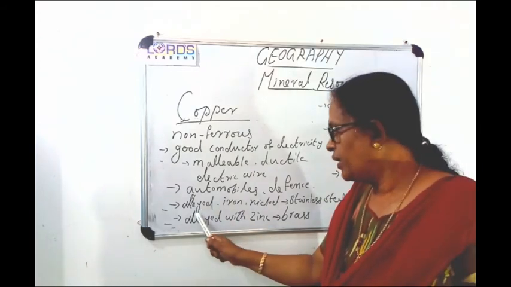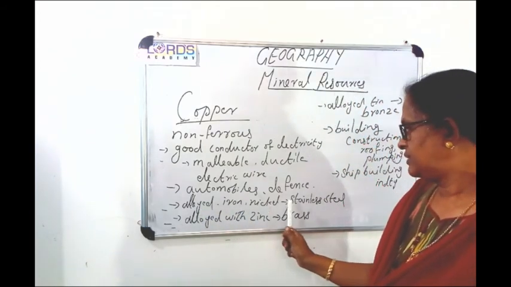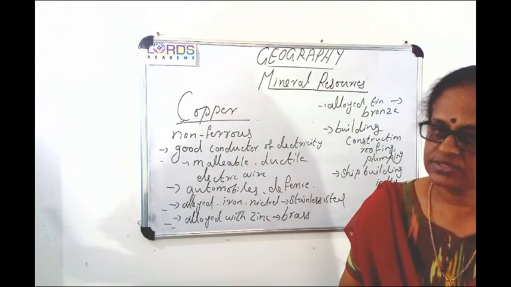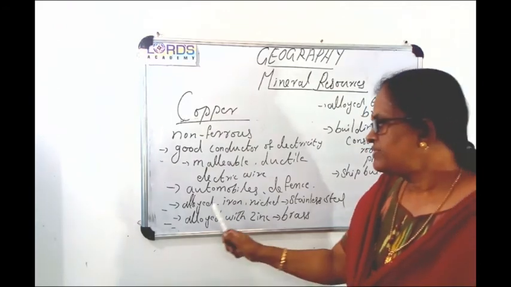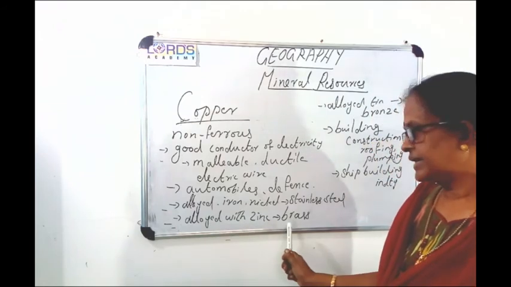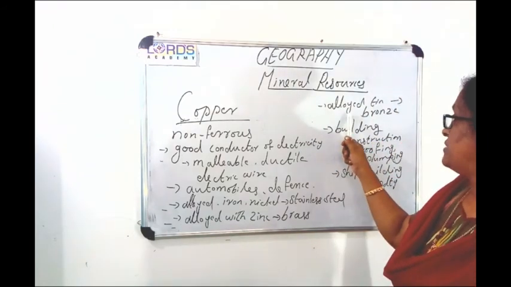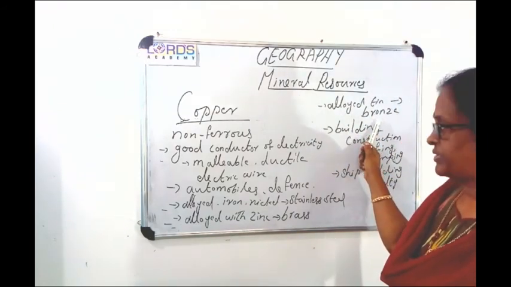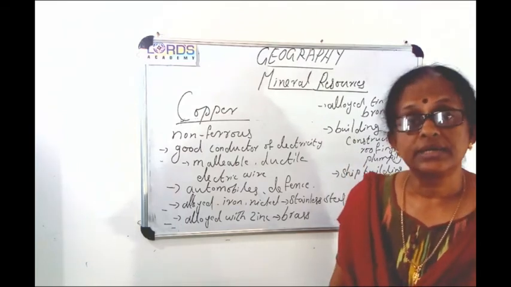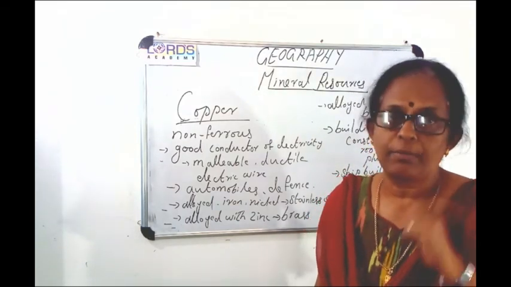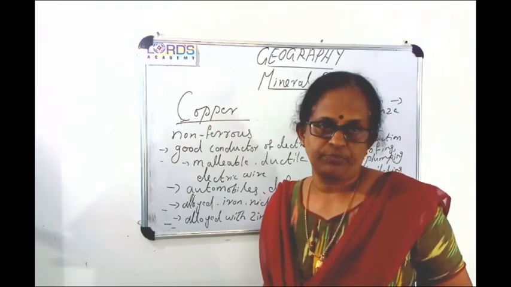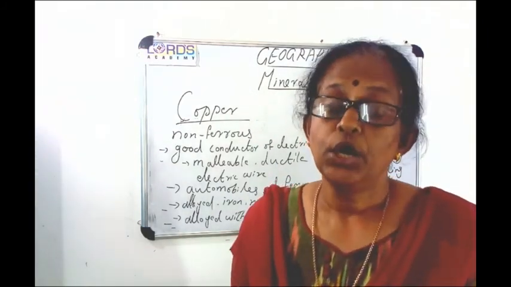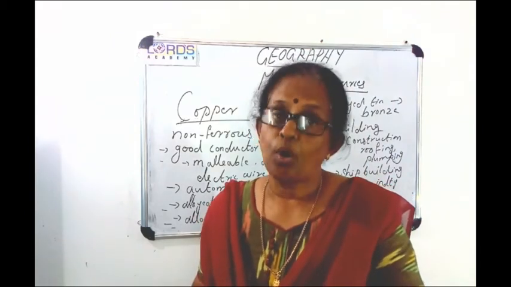If it is alloyed with iron and nickel, we will get stainless steel. Stainless steel vessels are there, and many other objects we make with steel. If it is alloyed with zinc, we will get brass. If it is alloyed with tin, we will get bronze. Then it is for building construction, for roofing and plumbing. It is also used in the shipbuilding industry. Clear? These are the uses of copper.